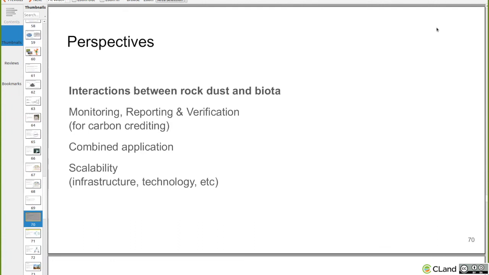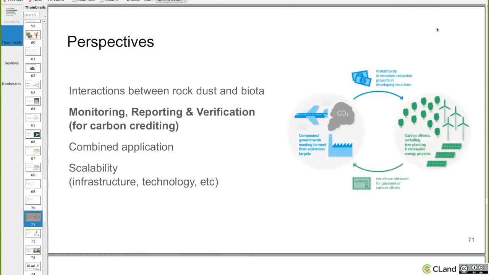We argue in a recent paper led by Sarah Vicca that there are many more interactions between rock dust and biota than the fertilization effect. So there is much to do there. A major issue with the application of enhanced weathering is that you have to prove that CO2 is being removed to make money from it. And this is blocking the whole sector from taking off. So you need to monitor, report, and verify the carbon removals.